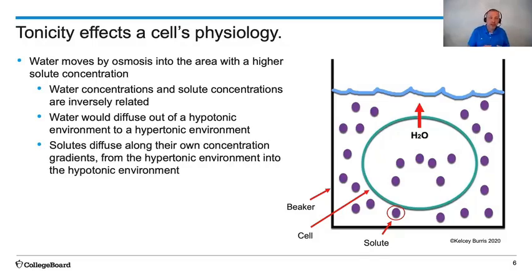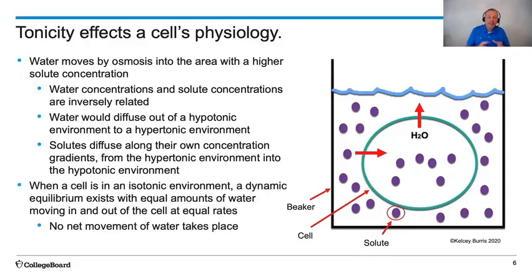For solutes, if they are able to diffuse across the membrane, they will diffuse along their own concentration gradients from the hypertonic environment into the hypotonic environment. When a cell is in an isotonic environment, a dynamic equilibrium exists with equal amounts of water moving in and out of the cell at equal rates. So basically, no net movement of water takes place in an isotonic environment.